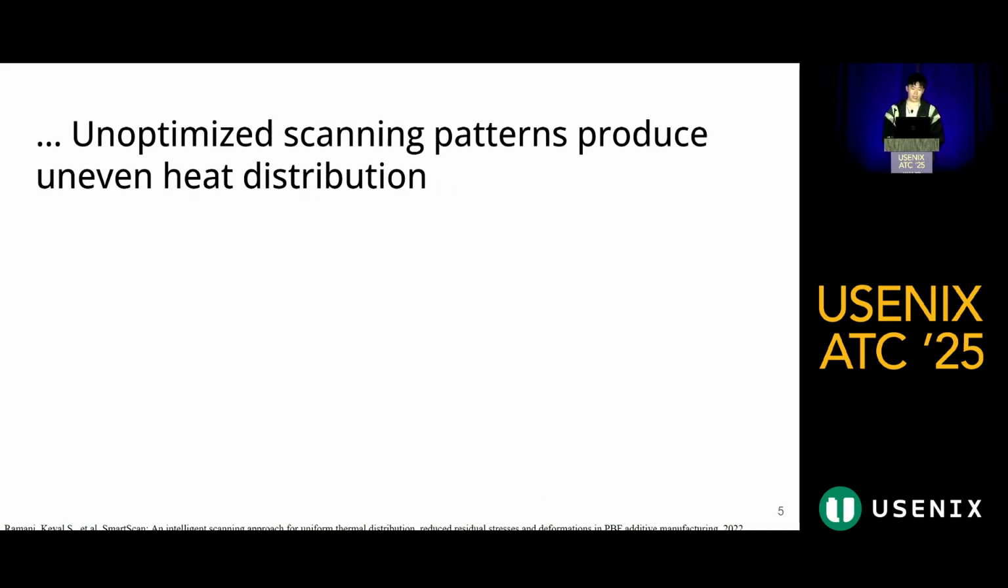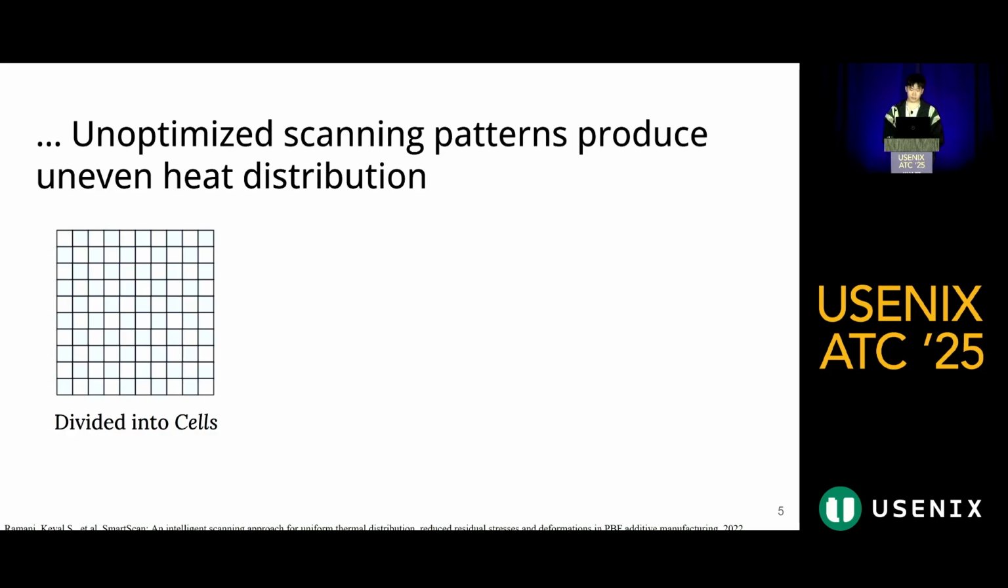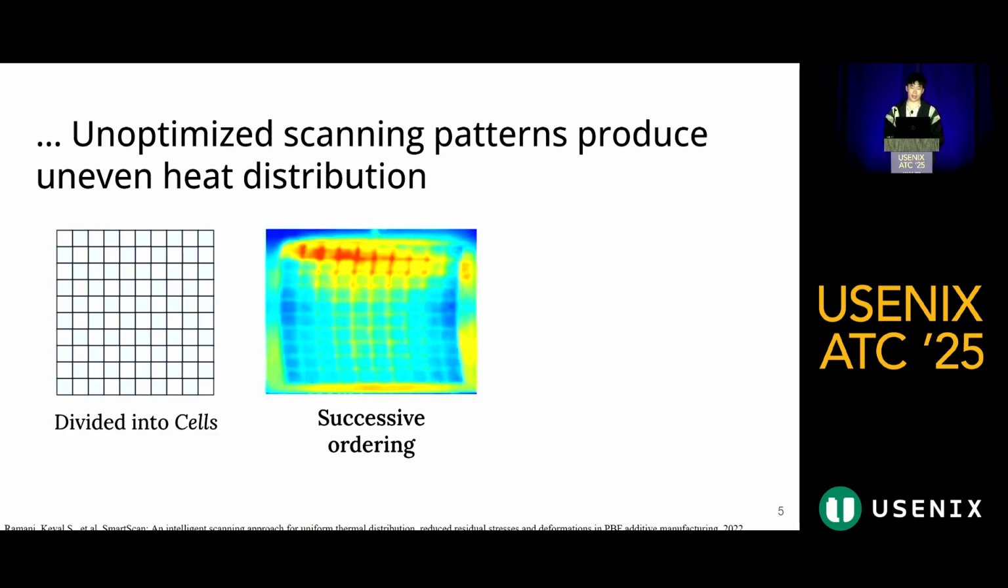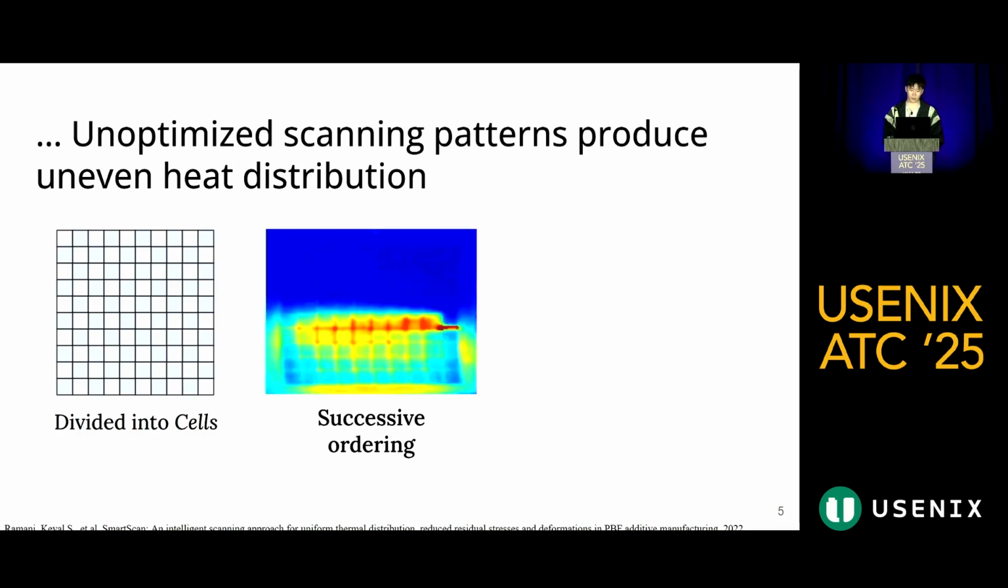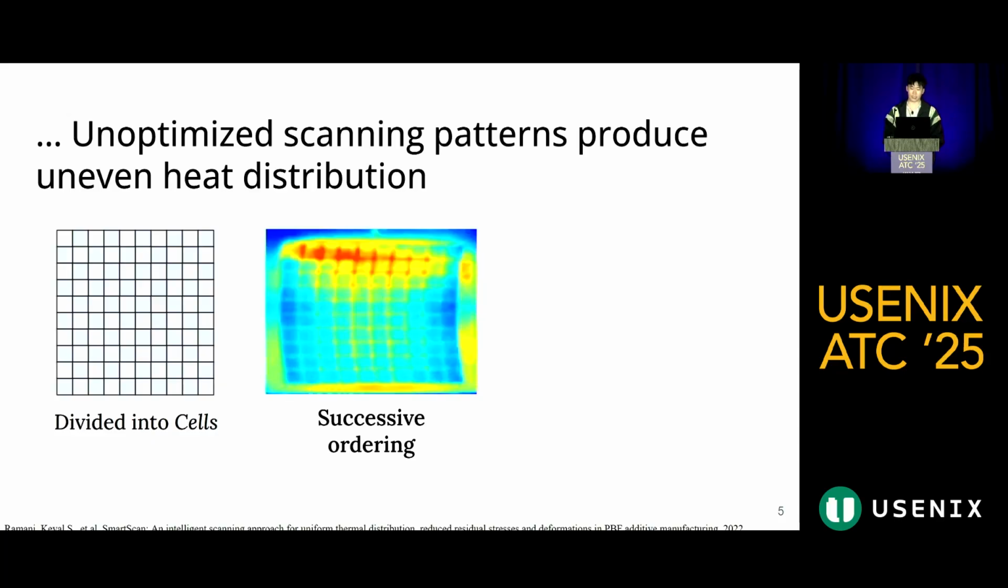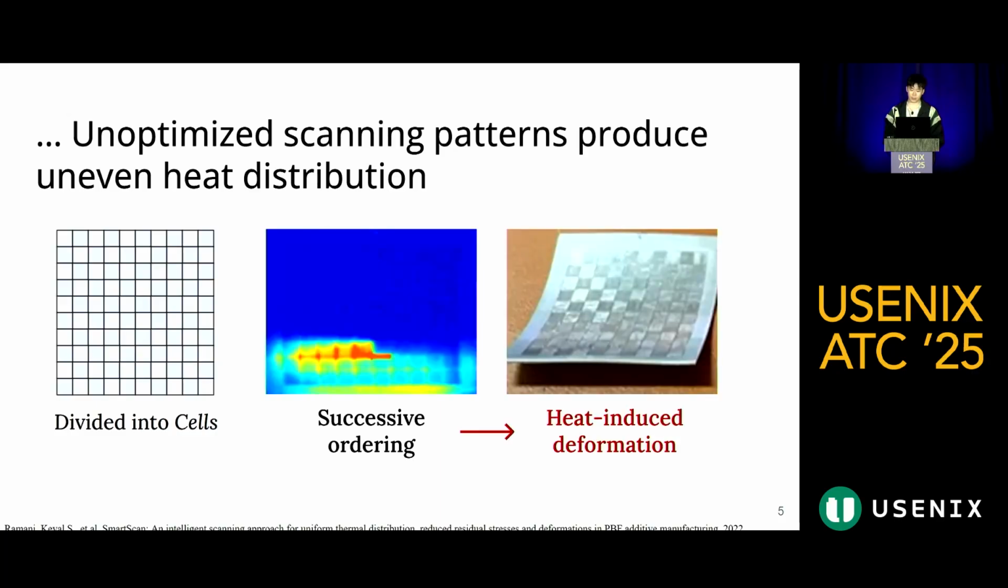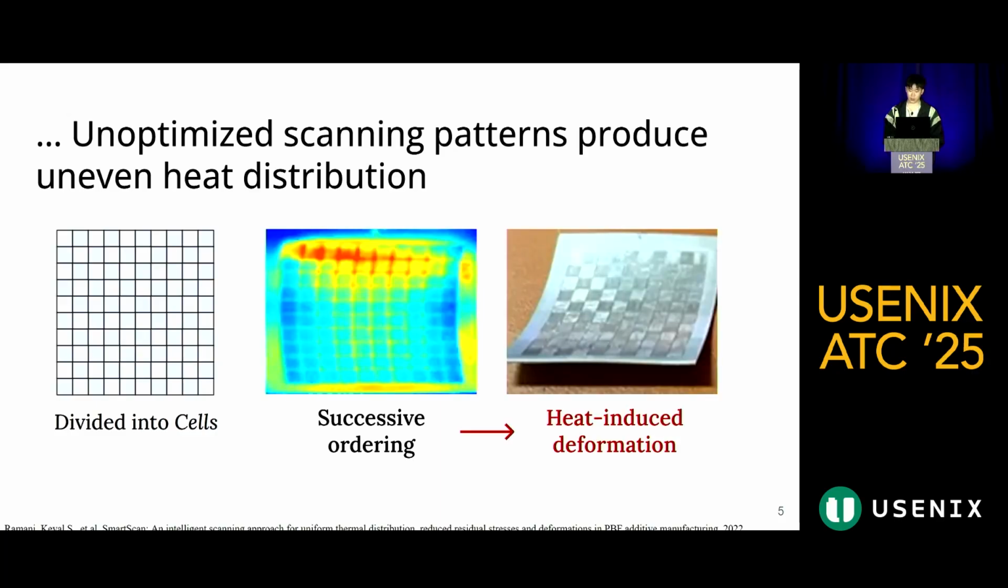So as we see, the laser scanning is a delicate process. For example, imagine a metal sheet divided into hundreds of cells. A simple row-by-row scanning pattern from bottom to top causes recently scanned cells to heat up much more than others, leading to uneven temperature distribution and ultimately heat-induced deformation in the final part.